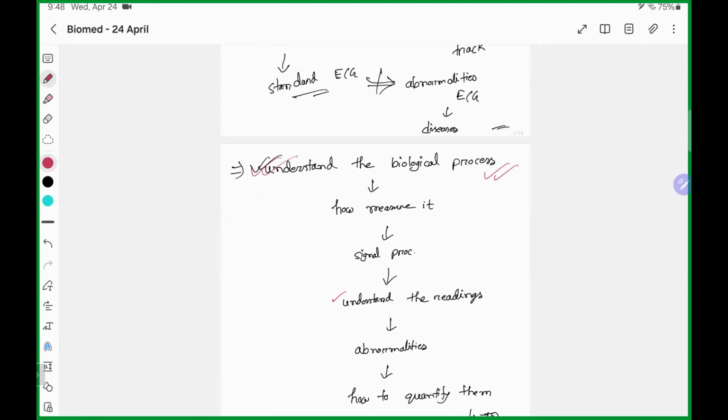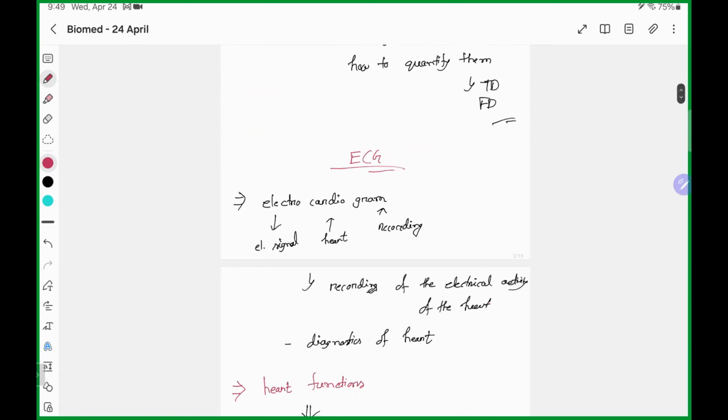Then you see how we actually measure it. You can see where PQRS comes from, each process, how everything comes about, and the signal processing part we'll discuss later. After we cover this entire portion, we'll talk about signal processing, because this is standard for every signal. So then understand the readings, what this PQRS everything actually represents. The abnormalities that we have, we'll discuss in the next class.